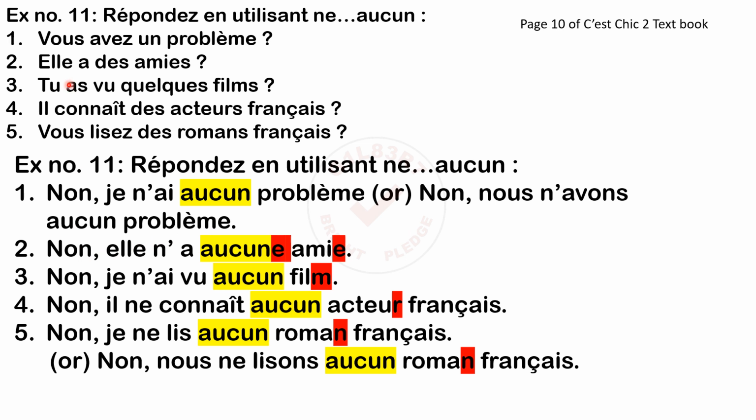Similarly, the second one, elle a des amis. She has friends. No, she has no friends. So, non, elle n'a aucune amie. So here you can see in red I have highlighted the changes that you need to do. So you need to add an additional e here, and for the noun you have to remove the s.